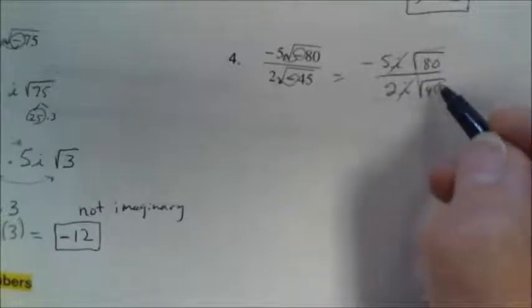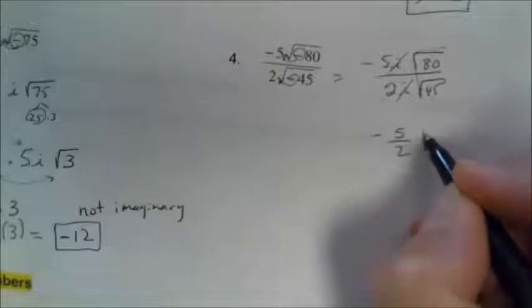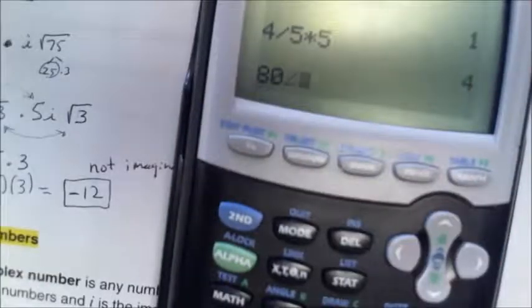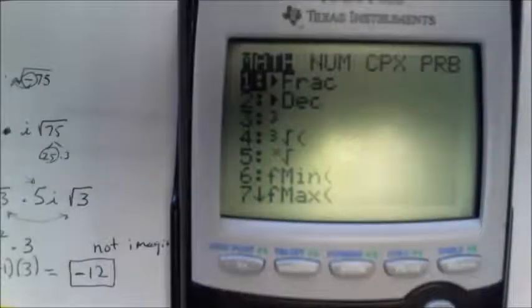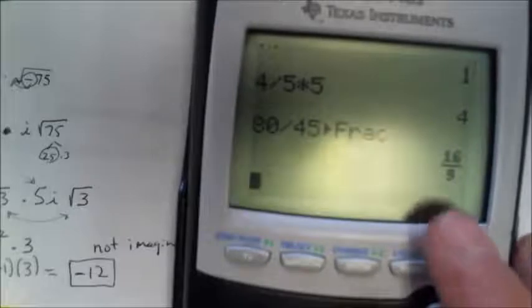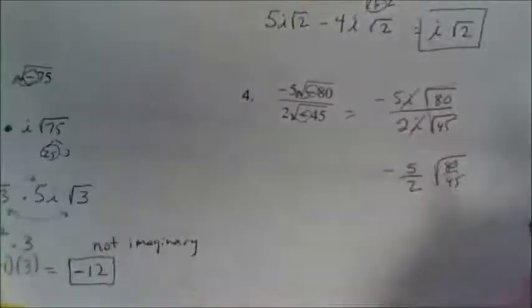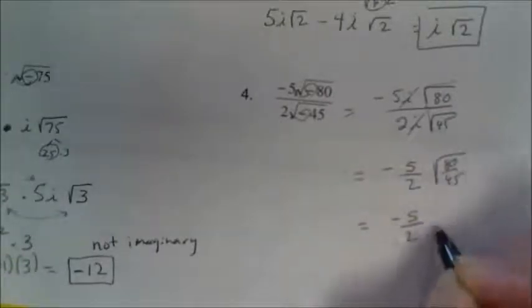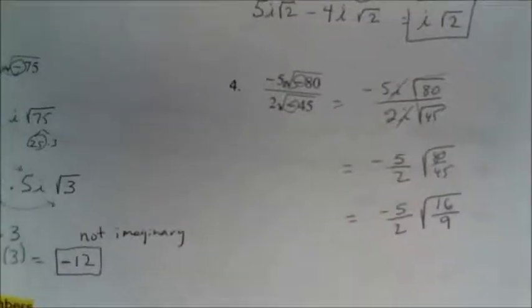We can make this one great big square root and call this -5 over 2 times the square root of 80 over 45. Well, let's see. 80 over 45 reduces down. I'm going to use my math option to reduce that as a fraction, and it reduces down to 16 over 9. So this is equal to -5 over 2 times the square root of 16 over 9.